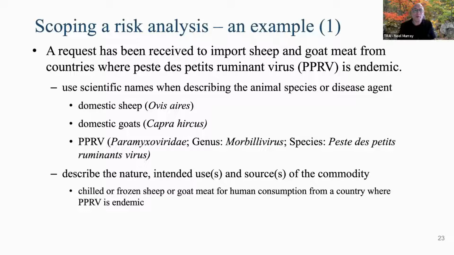So let's look at an example. A request has been received, just building on our question before, to import sheep and goat meat from countries where Peste des petits ruminants is endemic. It's important, as I said, to use scientific names when describing the animal species or disease agents, and then describe the nature, the intended uses and sources of the commodity. So for example, we might be looking at chilled or frozen sheep meat or goat meat for human consumption from a country where PPR is endemic. That should provide us with a very clear understanding of the nature of the analysis.